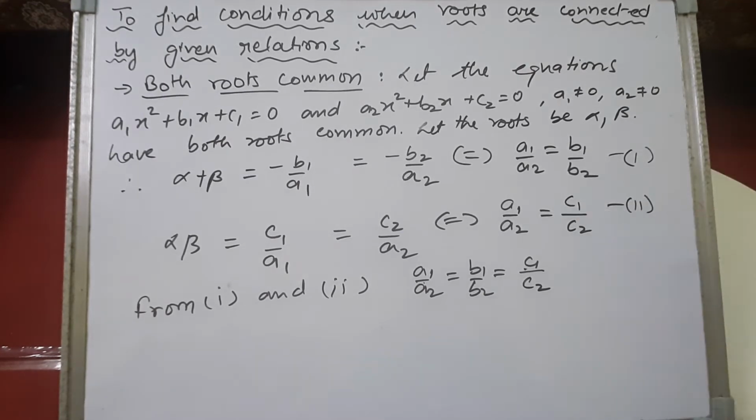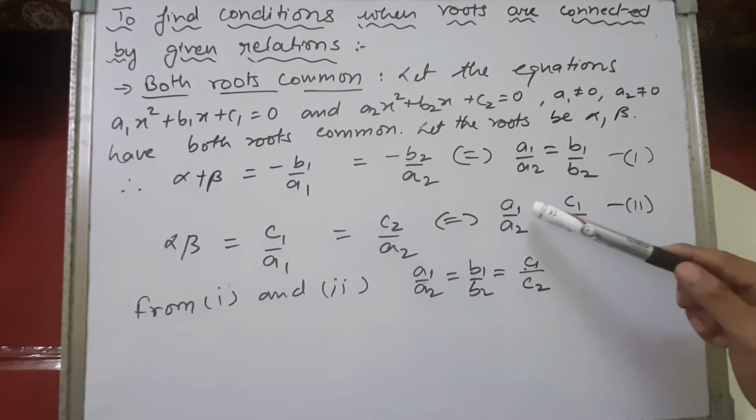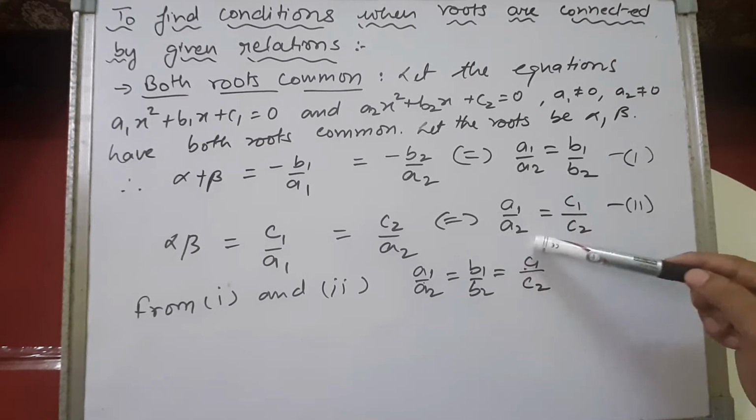Let's find the product of the roots from the first equation. The product of the roots from the first equation, that is alpha into beta, will be c1 upon a1. And from the second equation, it will be c2 upon a2. Because both the roots are the same, the product will also be the same, right? So when we again cross multiply, we get the condition a1 upon a2 equals c1 upon c2. Now here a1 upon a2 equals b1 upon b2. And here a1 upon a2 equals c1 upon c2.